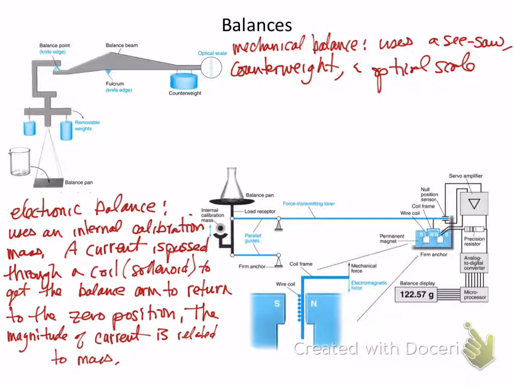And so depending on how much current you apply, you can get that permanent magnet to move up and down in the field. And you can measure the amount of current it takes to maintain the balance arm at a level position. And then, based on the mass of the internal calibration mass, you know what mass that must be. So that's how these digital analytical balances that we use work. And they're very precise pieces of instrumentation. They're very expensive pieces of instrumentation, but they offer us a lot of practical application nonetheless.